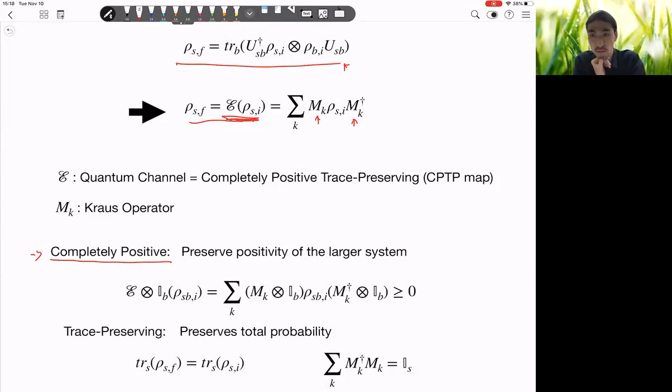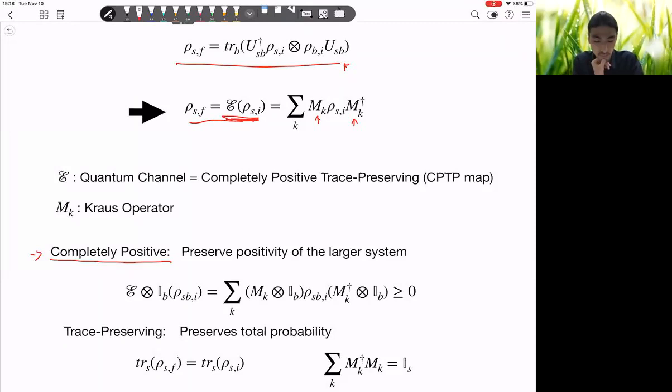If we consider a local operation on the system, the positivity of the whole system should be preserved. That's the statement of this completely positive map. Because if we can have a completely positive map for the larger system, that means that you might have negative probability for the larger system. And that doesn't make sense for a physical process. That's why we want to have a completely positive map here.